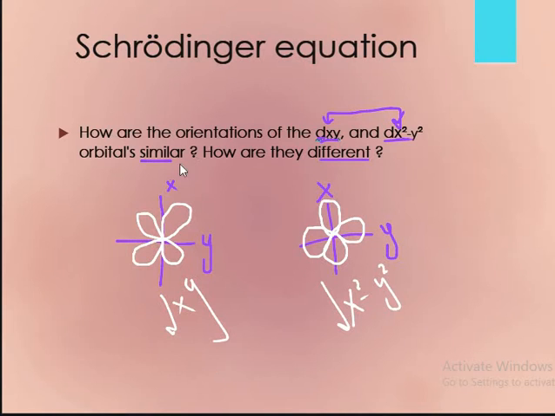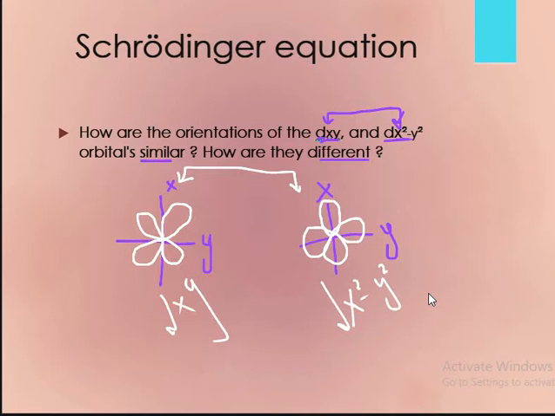Now what is similar and what is different between them? Look at the shape of these two d orbitals. They have the same shape, the clover leaf, and they lie in the same plane. Now what's the difference between them? In dxy, the orientation of this orbital is between the x-axis and y-axis. That's just the difference between them, okay?